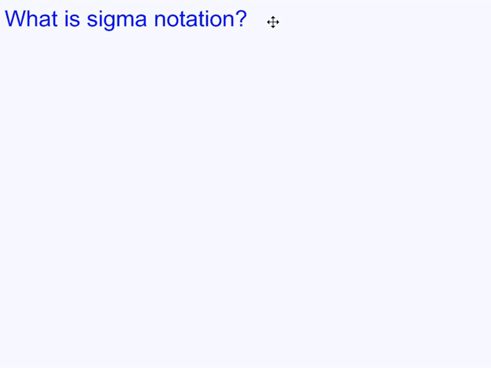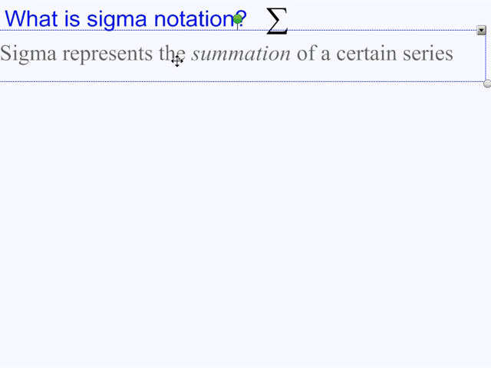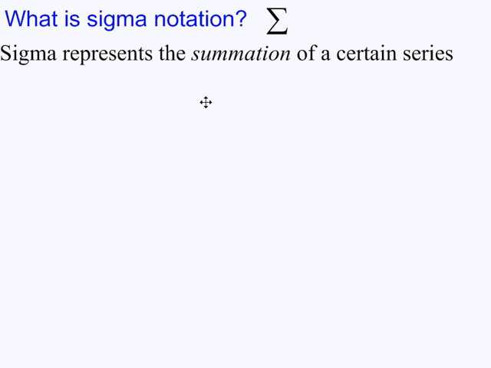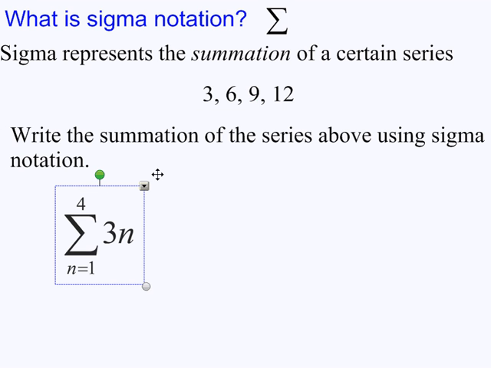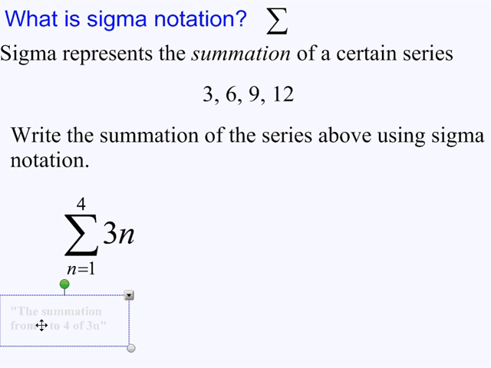What is sigma notation? So this is the sigma symbol. It comes from the Greek alphabet, and sigma represents the summation of a certain series. So let's consider our previous series, 3, 6, 9, 12. If we want to write the summation of the series above using sigma notation, we would write it this way. This says the summation of 3n from 1 to 4, or the summation from 1 to 4 of 3n.